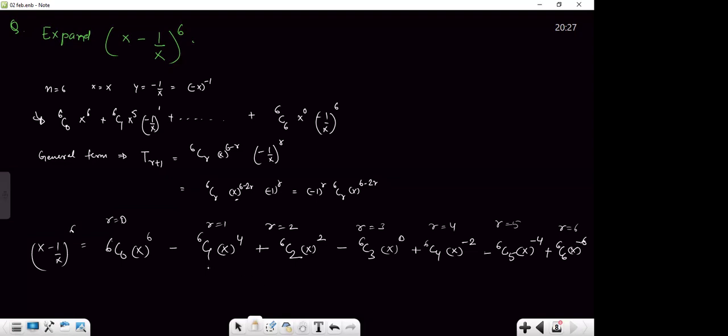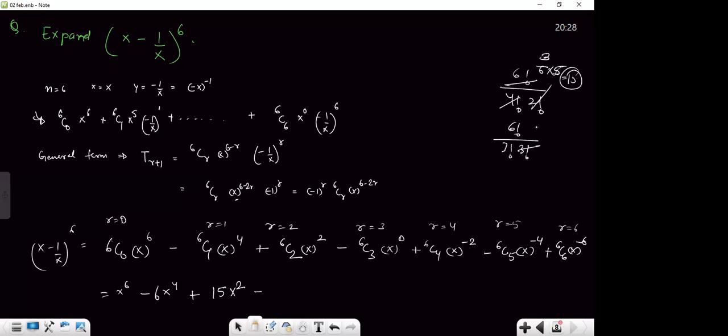And we can further go on and solve for the values. 6C0 is actually 1 and 6C1 is 6. And 6C2, we have to find out: 6 factorial over 4 factorial 2 factorial. This cancels, 6 by 2 becomes 3, 3 into 5 becomes 15. Okay, 15 x squared, minus 6C3.